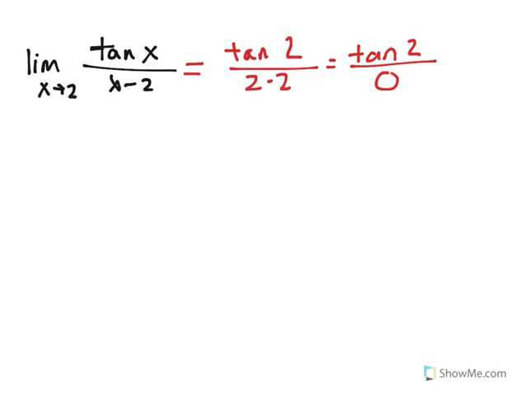Okay, so on the next problem, I filled in the 2. I get tangent of 2 over 2 minus 2, which equals tangent of 2 over 0. It doesn't matter to me what tangent of 2 is equal to. I know that this function is going to head towards infinity because the 0 on the bottom, an infinitely small number on the bottom, makes the number infinitely large.